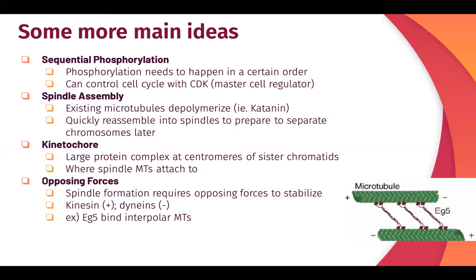Your kinetochores are important to know because they're the large protein complexes that keep your chromosomes together. They're at the centromeres of the sister chromatids, making sure that they stay together until they need to be separated. This is where your spindle microtubules attach, where you have different motor proteins that help separate them. And again, the opposing forces idea that Emily talked about before: your spindle formation requires opposing forces in order to stabilize them. That push and pull mechanism of the spindles is stabilizing the cell as a whole, and then eventually going to pull everything away from each other and push everything away from each other as well.